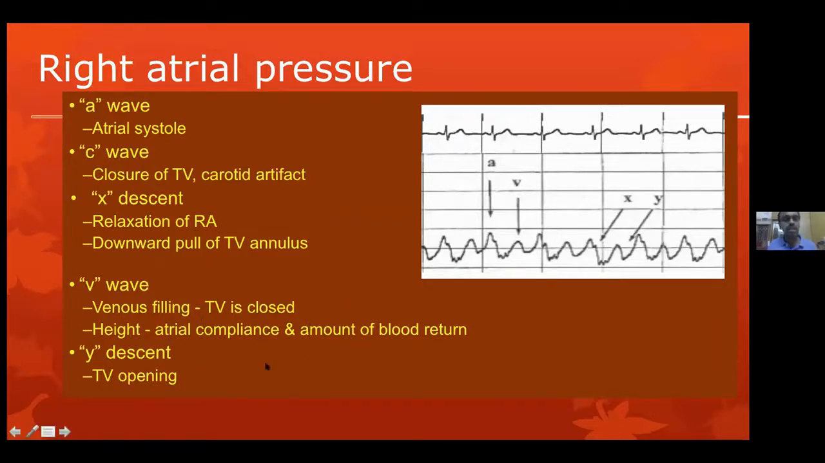The V wave's height is dependent on, number one, atrial compliance. Number two, the amount of blood that is returning. This is very, very important, especially on the left atrium. Left atrial V wave will increase proportionate to the amount of blood that is returning into the left atrium.